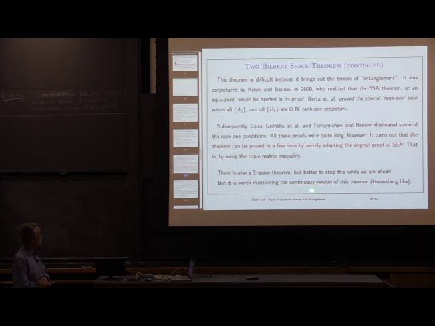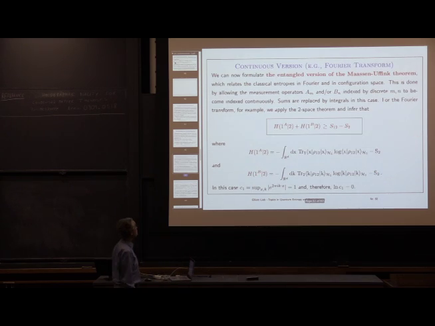But it's worth mentioning the continuous version of this. So this is what Heisenberg's uncertainty principle becomes when you get entanglement. And here is the continuous version. So we can now formulate the entangled version of the Maassen and Uffink theorem, which relates classical entropies in Fourier and configuration space. This is done by allowing the measurement operators A's or B's, indexed by discrete m and n, to become indexed continuously. So it's like taking Fourier transforms or something. The sums are replaced by integrals in this case.